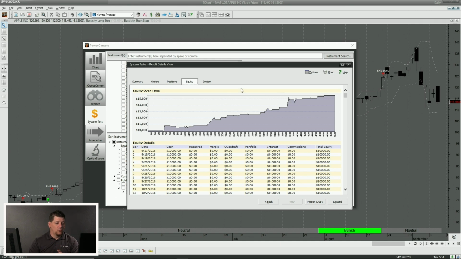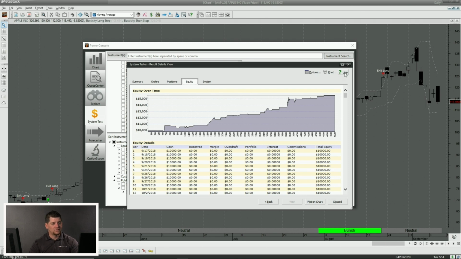Now, when you have systems that hit every once in a while, your equity curve is going to look much, much different. It's going to go up here, come down here, go back up, etc. With this system, as you can see, the profits aren't the largest, but it's consistently profitable over time.